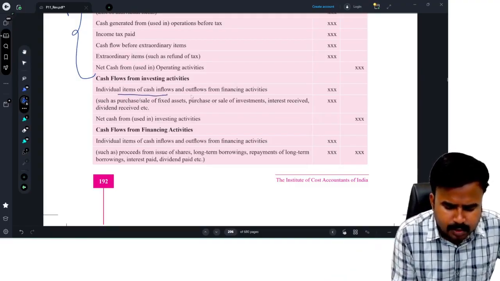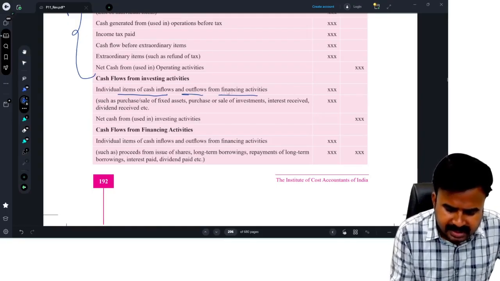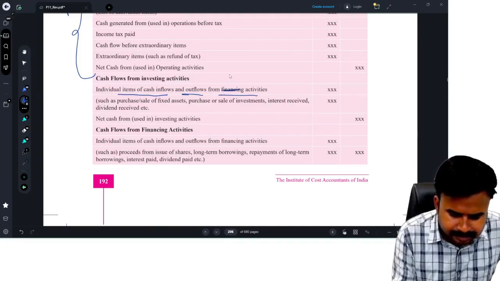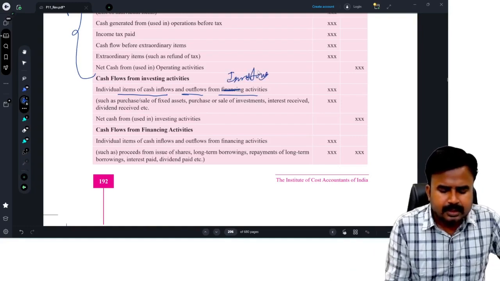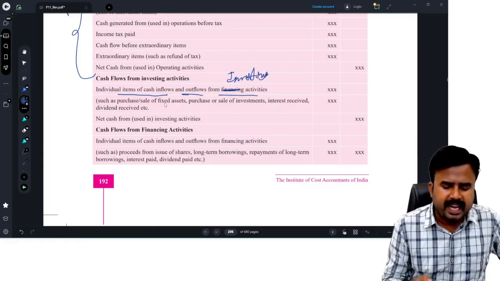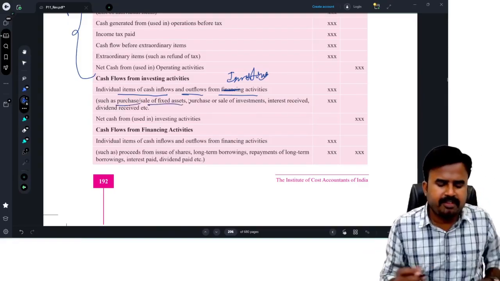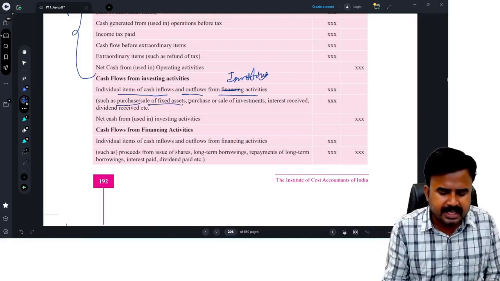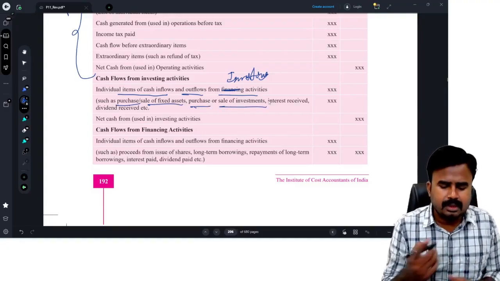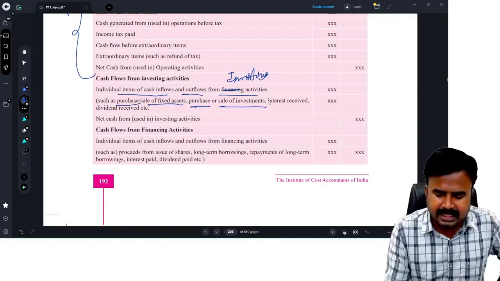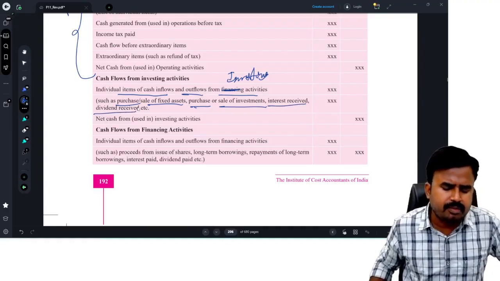Individual items of cash inflows and cash outflows from financing activities. Oh, sorry, this is not financing activities. Investing activities. Individual items of cash inflows and outflows from investing activities. So what are those transactions? Such as purchase or sale of fixed assets. If it is a purchase of fixed asset, it's an outflow. If it is a sale of fixed asset, that's an inflow. Purchase or sale of investments. Purchase of investments reduces cash. Sale of investments increases cash. Interest received and dividend received on investments. These are the transactions in cash flows from investing activities format.